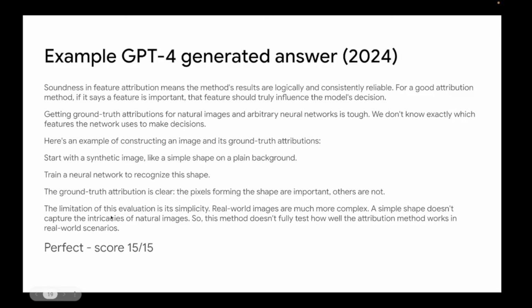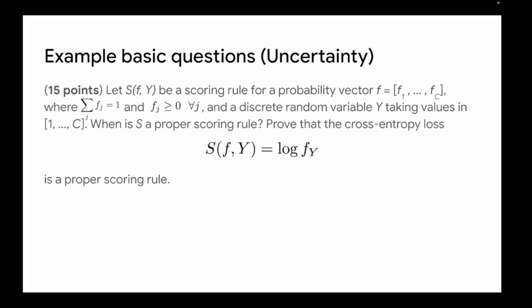You basically have a plain background, and then you just have simple shapes. And if the attribution is pointing to the shape, then it's right. Okay, so that sounds not super ideal, but still okay-ish. So I would still give a full score for this answer. Okay, it talks about limitation. Yeah, for the interest of time, I'll just skip it. If you're interested, you can always come back to the slide and see what GPT-4 says.